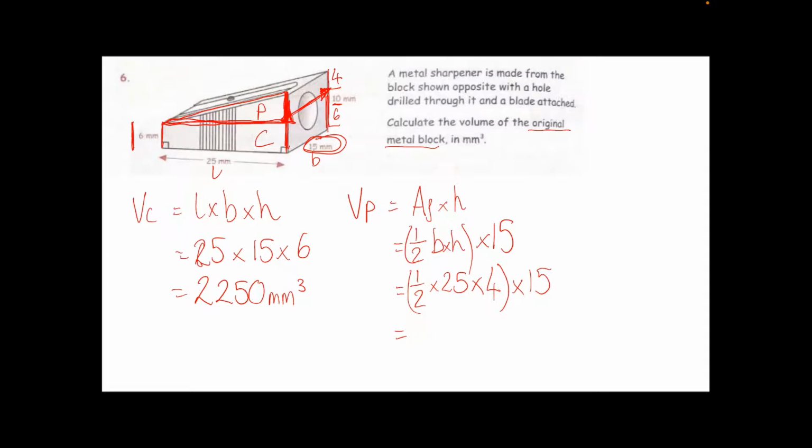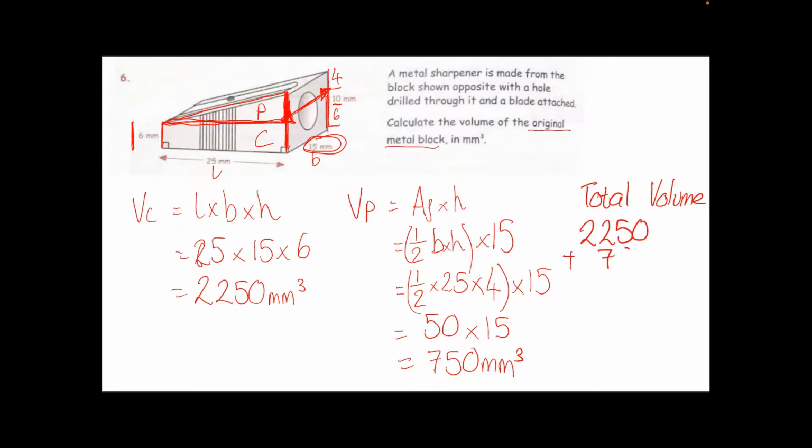25 times by 4 is 100, so half of 100 is 50, and we are multiplying that by 15. 50 times by 15 gives me 750 millimeters cubed. Last thing to do then is our total volume, which is going to be our 2250 plus the 750 to give us 3000 millimeters cubed for the original metal block.